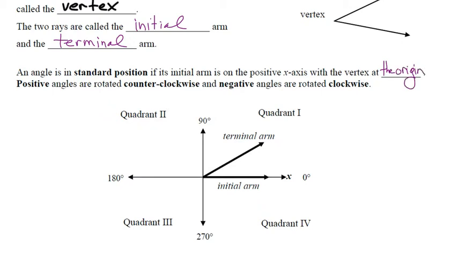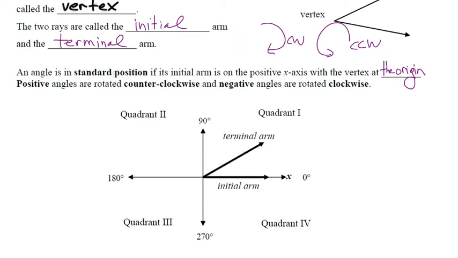Positive angles are rotated counterclockwise. So do you all know how a clock turns? Because it's all digital now, right? So this is clockwise, and this is counterclockwise. The way that the hands turn is clockwise, and positive angles are actually counterclockwise, okay? Which means starting at this, they're going up. And negative angles are rotated clockwise. So starting here, they would go down.